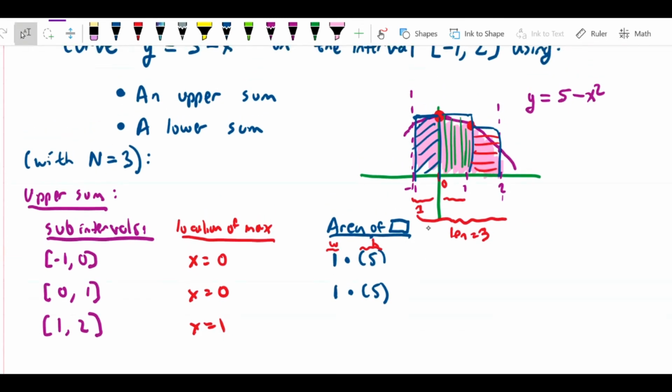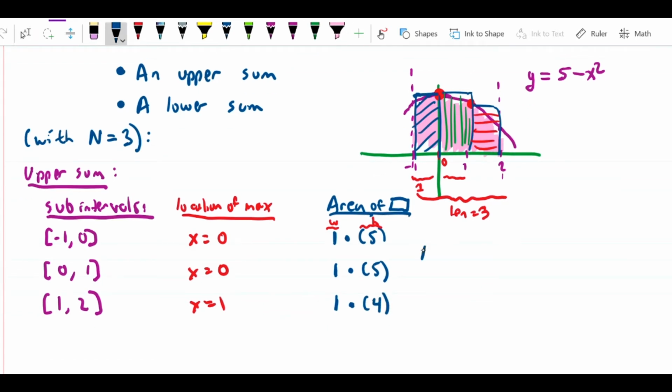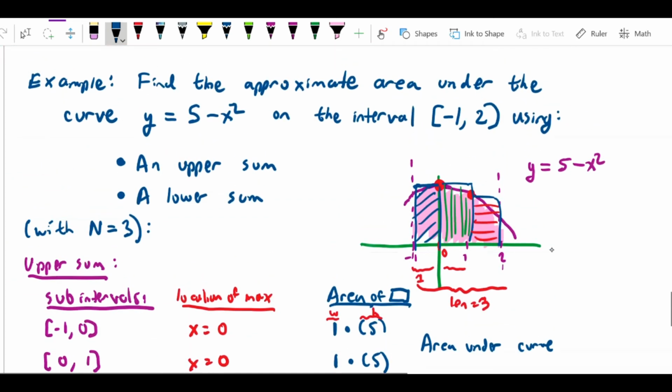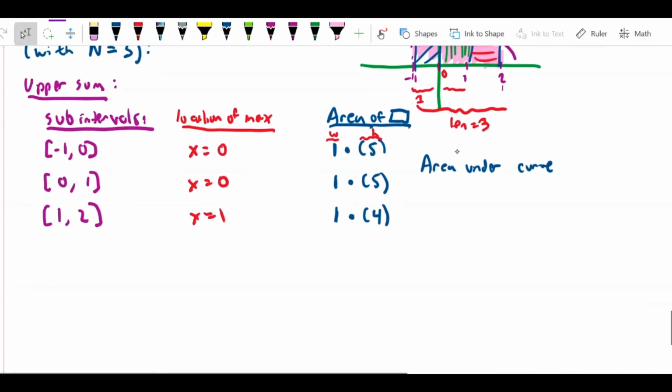And at x equals 1, that's going to be y equals 5 minus 1 squared, which comes out to 4. So that will give us a width of 1 times a height of 4. So we can see that the area under the curve on the given interval, negative 1, 2, I don't want to keep writing that, is going to be approximately equal to 1 times 5 plus 1 times 5 plus 1 times 4, which is equal to 5 and 5 and 4 is 14.